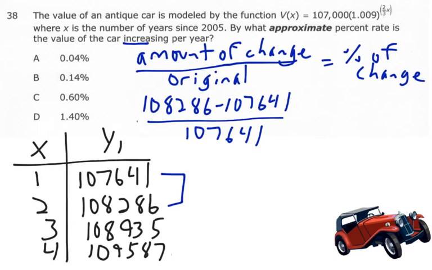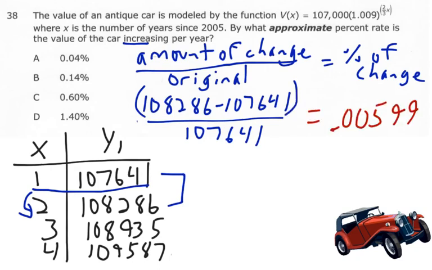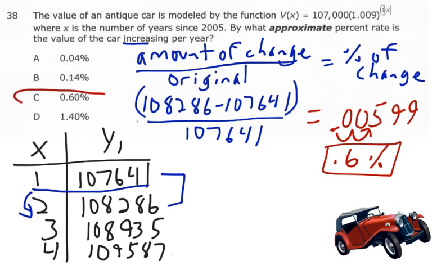And your original number is going to be, what did you start with? Well, we started with year 1 and then we jumped to year 2. So year 1 is going to be my original amount. So subtract that top part and then divide it. And I got 0.00599, and that's a decimal, so to make it a percent, that's right, we move it 2 spots to the right. So it's really 0.599, which is essentially 0.6% if we round it. So it looks like answer choice C is going to be our best bet right there.